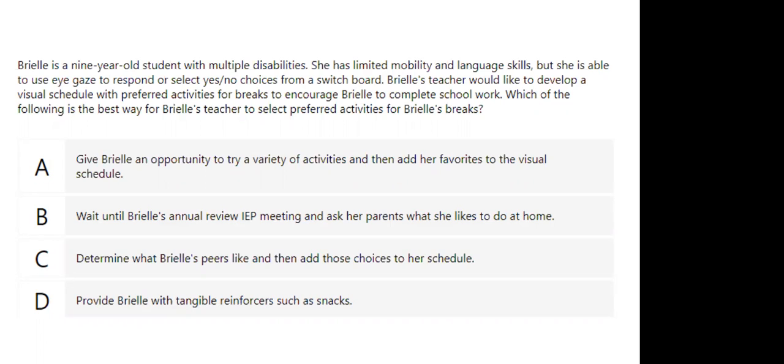Brielle is a 9-year-old student with multiple disabilities. She has limited mobility and language skills, but she is able to use eye gaze to respond or select yes or no choices from a switchboard. Brielle's teacher would like to develop a visual schedule with preferred activities for breaks. This is to encourage Brielle to complete her schoolwork. Which of the following is the best way for Brielle's teacher to select preferred activities for Brielle's breaks?